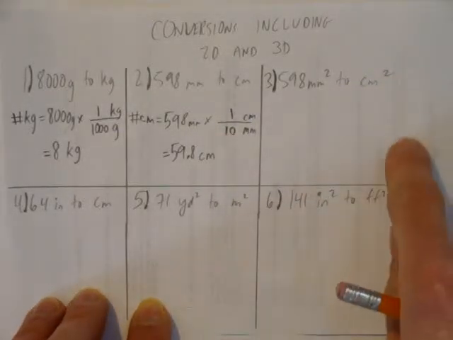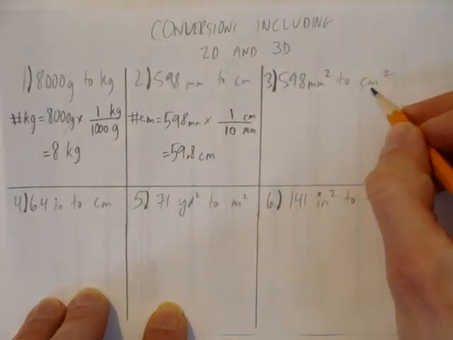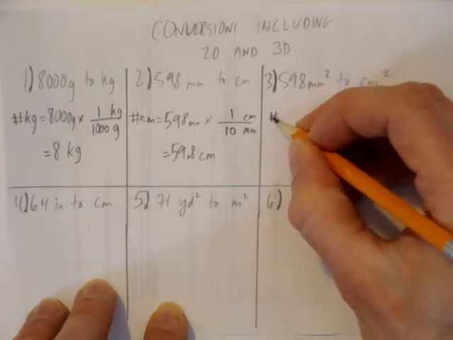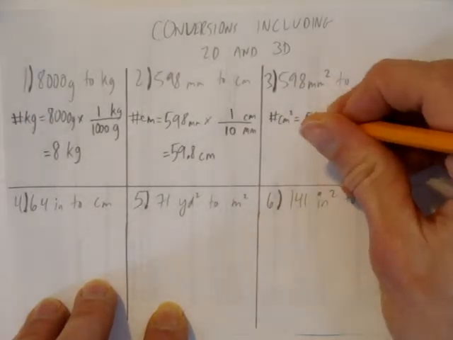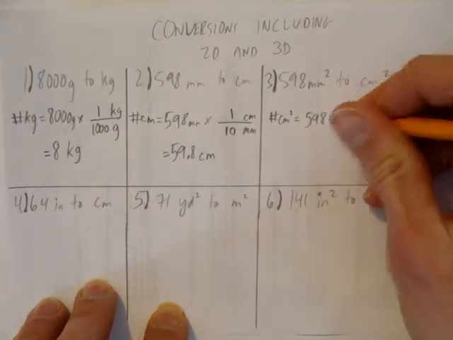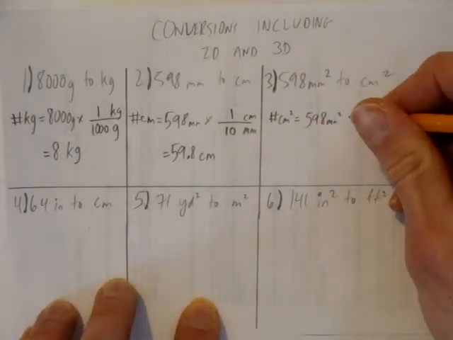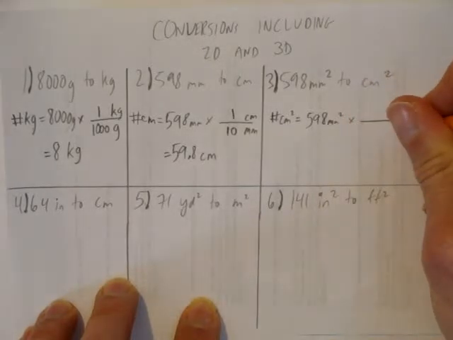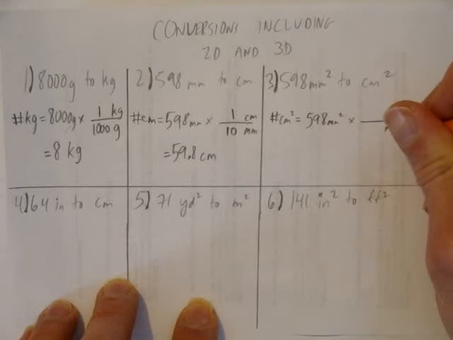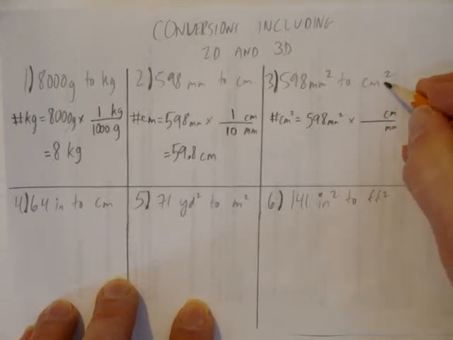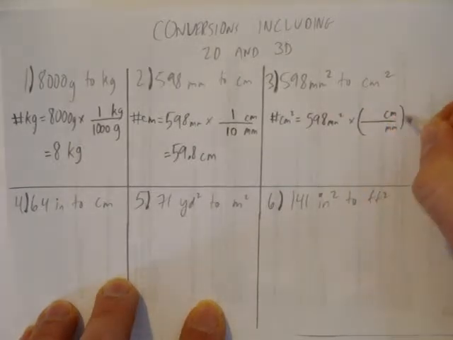Things change a bit when we're working with area. Convert 598 millimeters squared to centimeters squared. Our number of centimeters squared, we're going to start the same way, equals 598 millimeters squared times our conversion, same conversion as last time, right? We want it to go to centimeters over millimeters, but this time the units are squared. So what we're going to do is make our conversion squared.